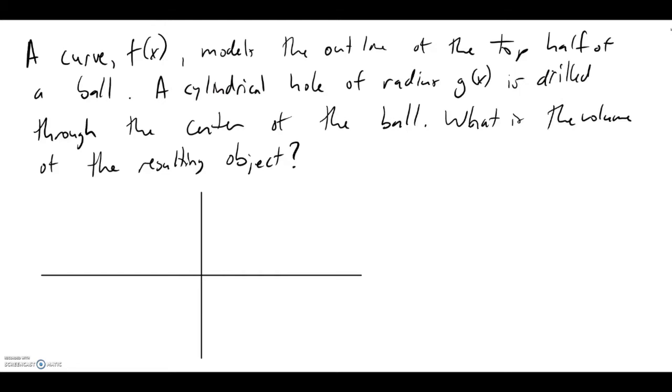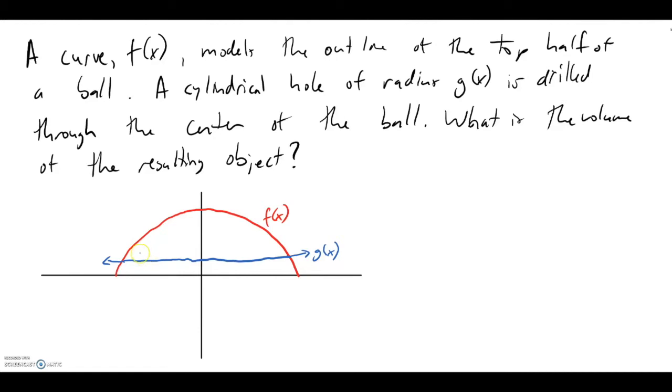Here's our scenario for this video. A curve f of x models the outline of the top half of a ball, which sounds very similar to where we were in the last video. So here we are with our f of x curve, and a cylindrical hole of radius g of x is drilled through the center of the ball. So a perfect cylinder, we're just going to imagine looking at coming across the center of where the ball is with this nice straight line g of x. And the question, what is the volume of the resulting object?